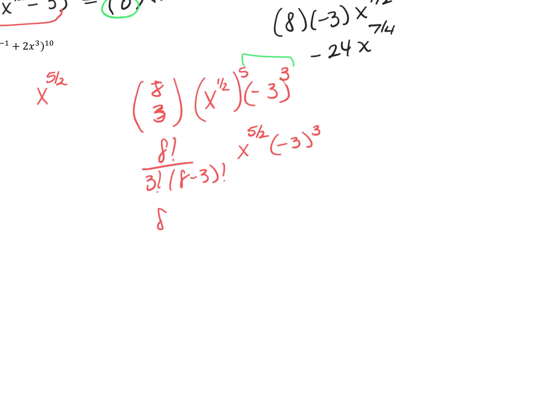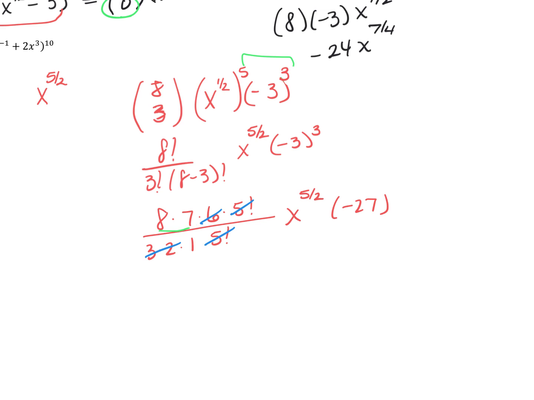So 8 factorial, I'm going to bring it down to 5 factorial. So 8 multiplied by 7 multiplied by 6 multiplied by 5 factorial. 3 factorial is 3 multiplied by 2 multiplied by 1. 8 minus 3 is 5 factorial. That's why I went down to 5 factorial. This 2 times 3 cancels with that 6. So I have x to the 5/2. Negative 3 raised to the 3rd power is negative 27.